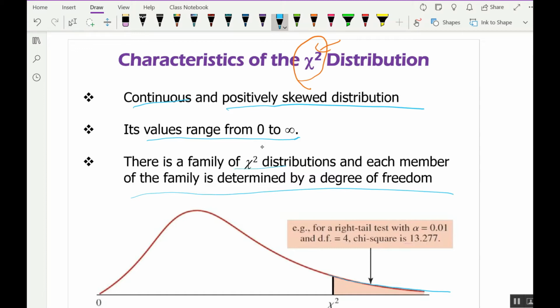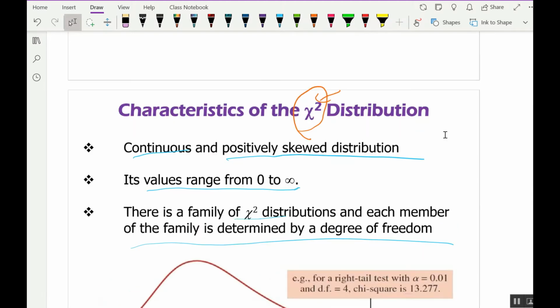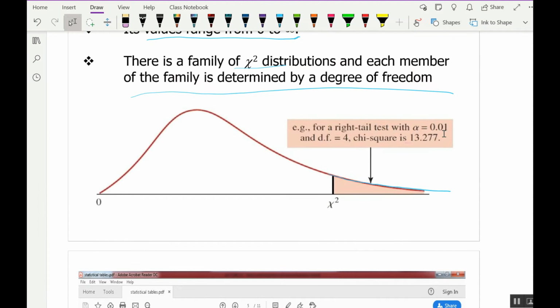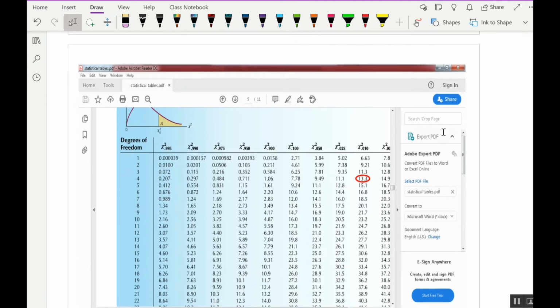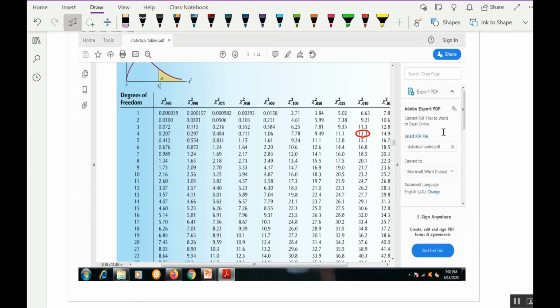So still we need to find the DF in order for us to read the critical value from the chi-square table. So basically, this is what the statistical table on chi-square looks like. You have the degree of freedom on this side, and also here it depends on the alpha, the level of confidence of that particular question. It depends on the question given to you. So this is basically how it looks like.